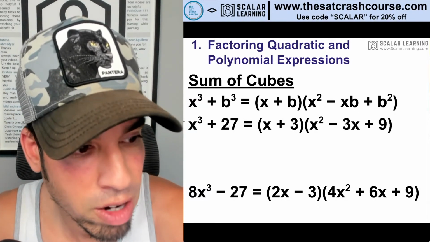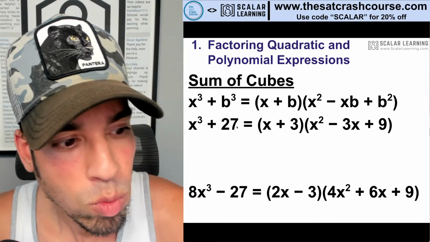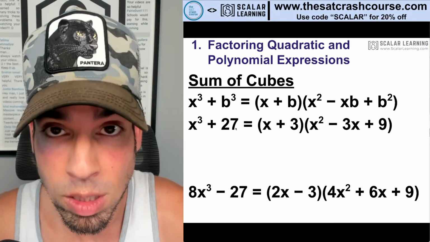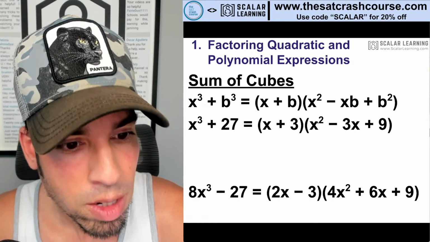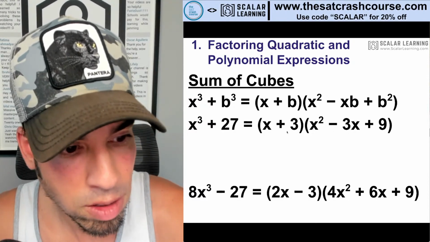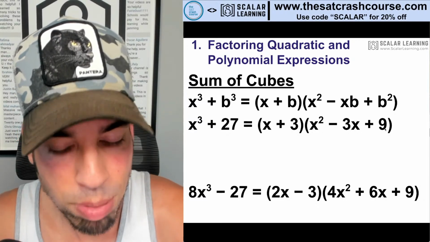An example here, x cubed plus 27. 27 is 3 to the third power. That's why it's a sum of cubes. So again, x plus 3, right, that's my b. Then x squared minus the product of 3 and x. And then plus 3 squared.